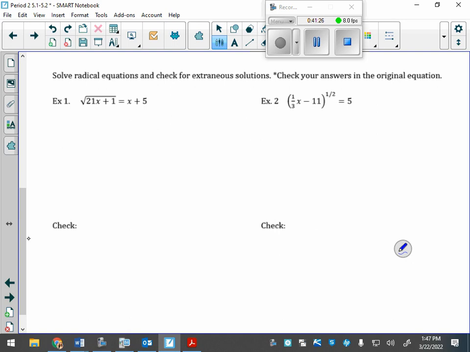Solve the radical equation and check for extraneous solutions. So, what do I have to do to both sides? What do I have to do to both sides? What's that? Square them. Okay. So I have 21x plus 1. However, what's on the other side? Please do not say x squared plus 25. Addison? How'd you get it?